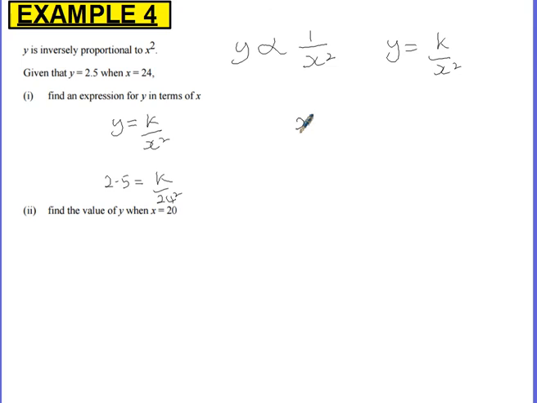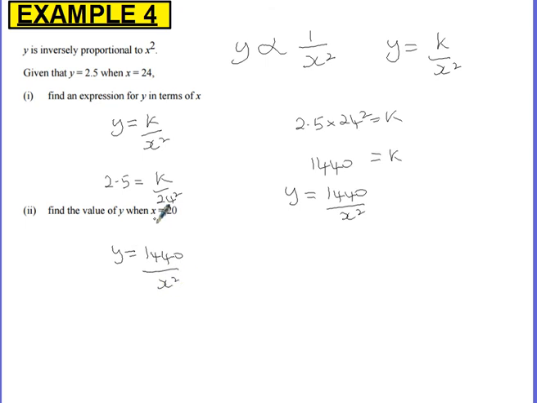So 2.5 times 24 squared is equal to k. So k is equal to 1440. So that means that our formula is y equals 1440 over x squared. Now find the value of y when x equals 20. So y equals 1440 over x squared. All we're doing now is finding that value of y. This is the formula that we established in the previous part of the question.